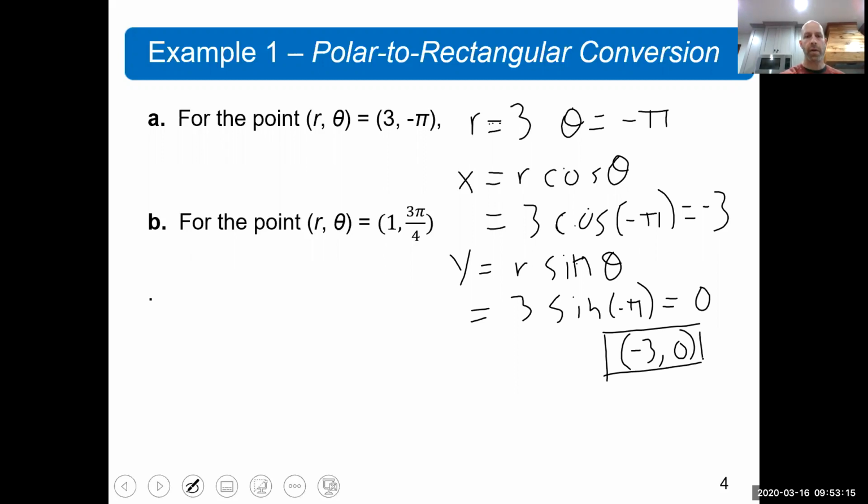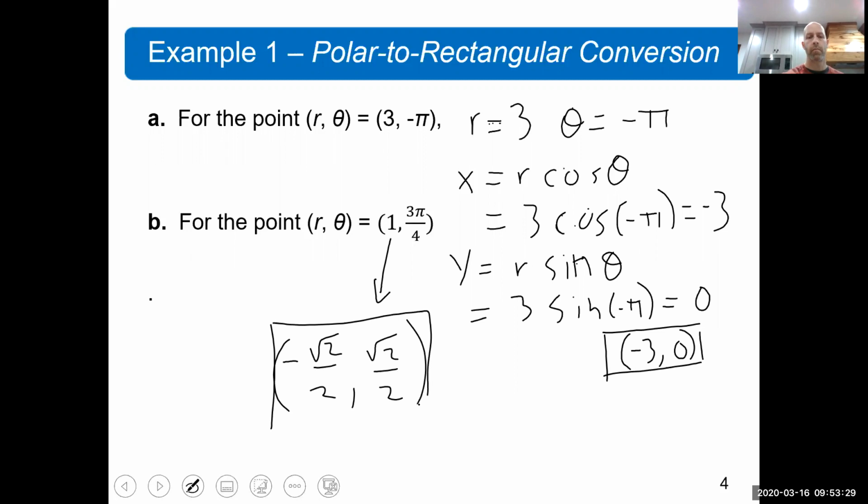The second one you do the same way. I'll let you guys try this one at your own pace. I ended up with an answer of negative root 2 over 2, comma, root 2 over 2. Same idea.